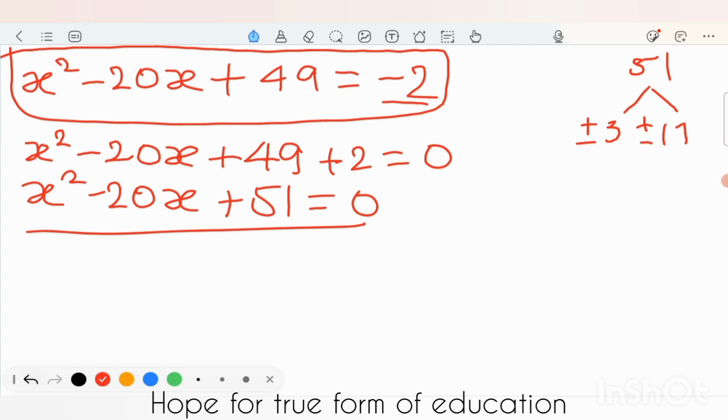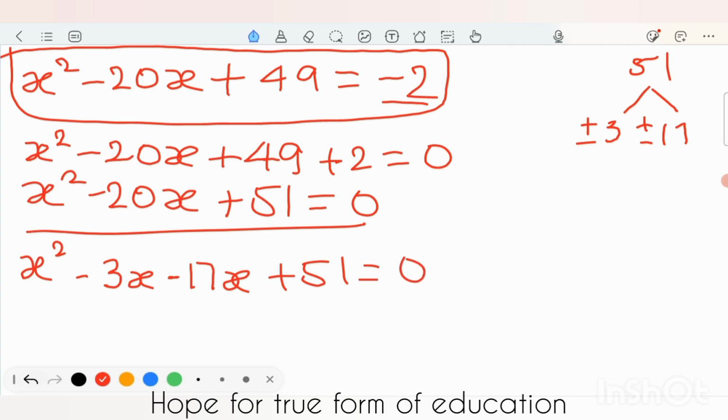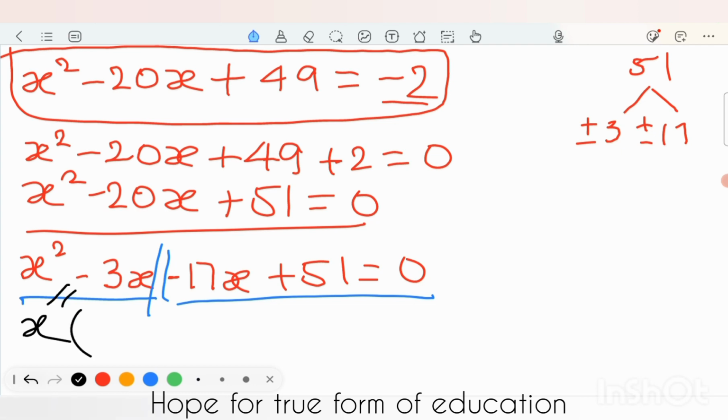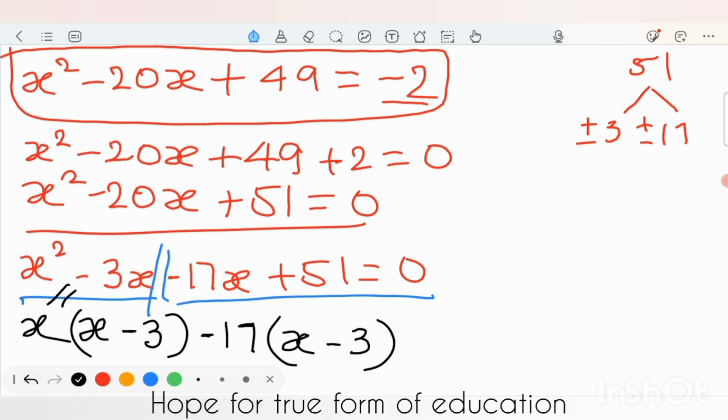So minus 3 minus 17 is minus 20. So x square minus 3x minus 17x, plus 51 is equal to 0. So we have done with it. Now take part 1 and part 2. In part 1, x is common in both of them, so x into x minus x into 3, x square minus 3x, got it? Now here we have minus 17 as common: minus 17 into x minus 3, so minus minus plus, 17 into 3 is 51.